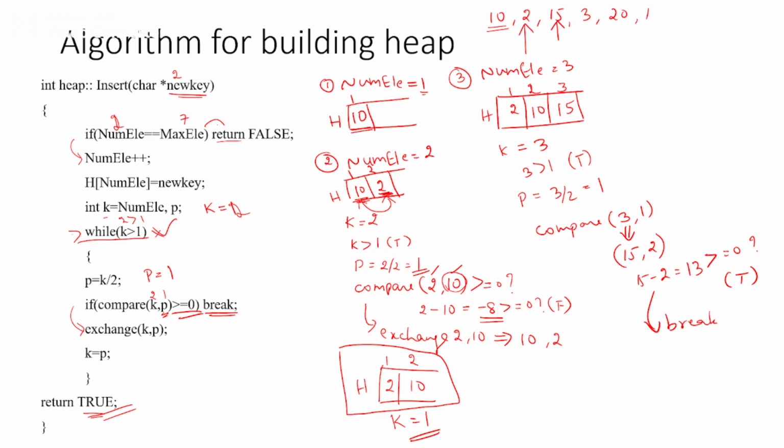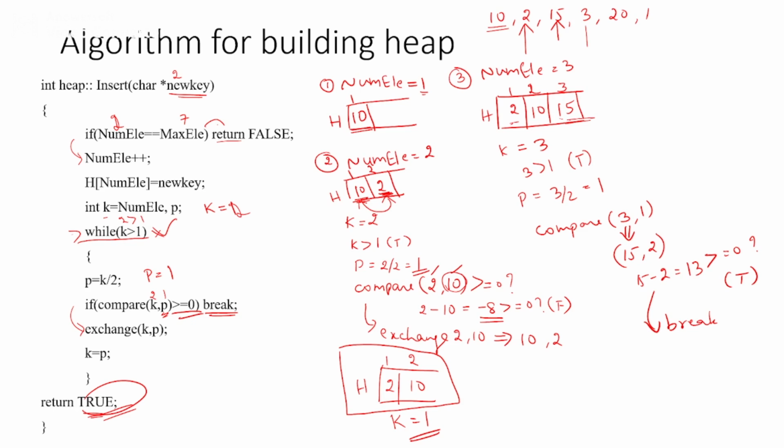That means come out of the while loop and return true. So that means no need of exchanging the thing. So obviously this child is bigger than the parent. Parent is 2, right? So this child is bigger than the parent. So no need of exchanging it.